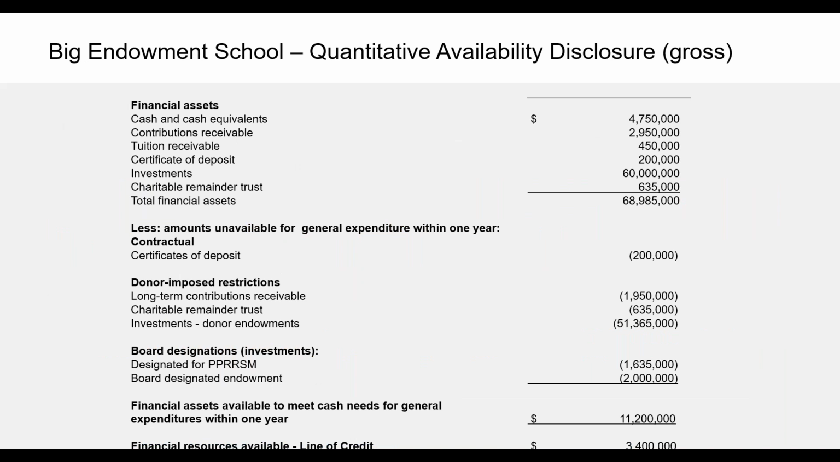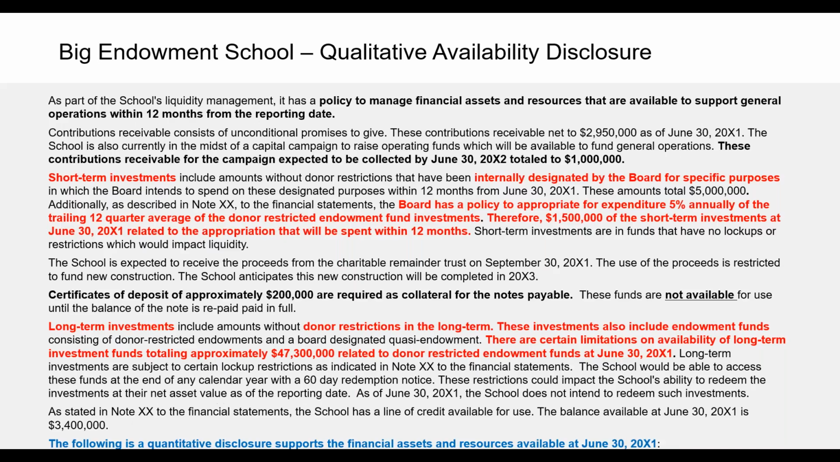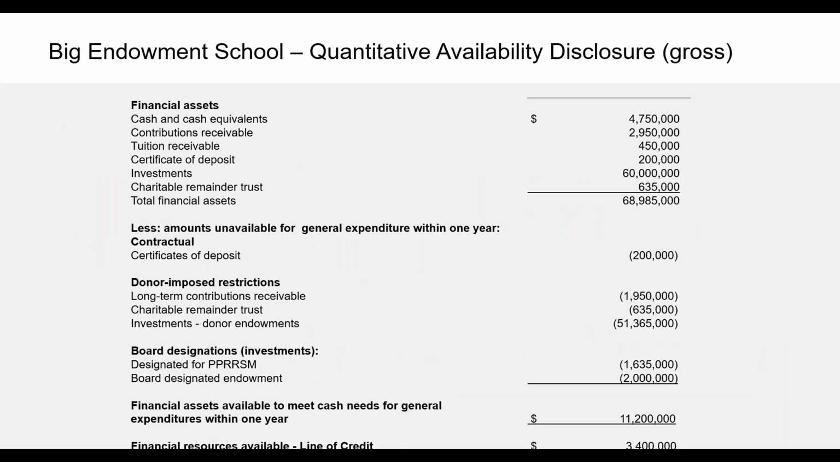So if we look here, we say the available balance is $3.4 million. We took financial assets of 68 million, and we dropped them down to 3.4 million in this big endowment school. So that's a big change, right? This is, I think, the area where Aggie was saying that this is where most of our schools are concerned.